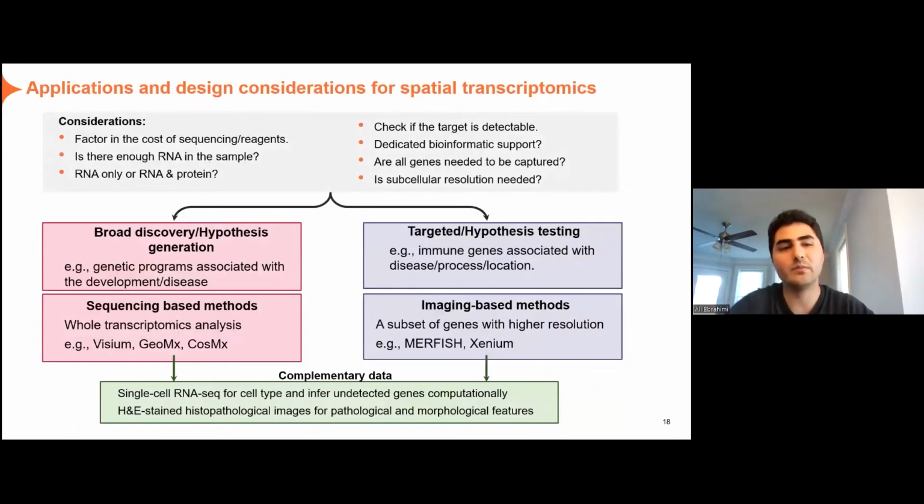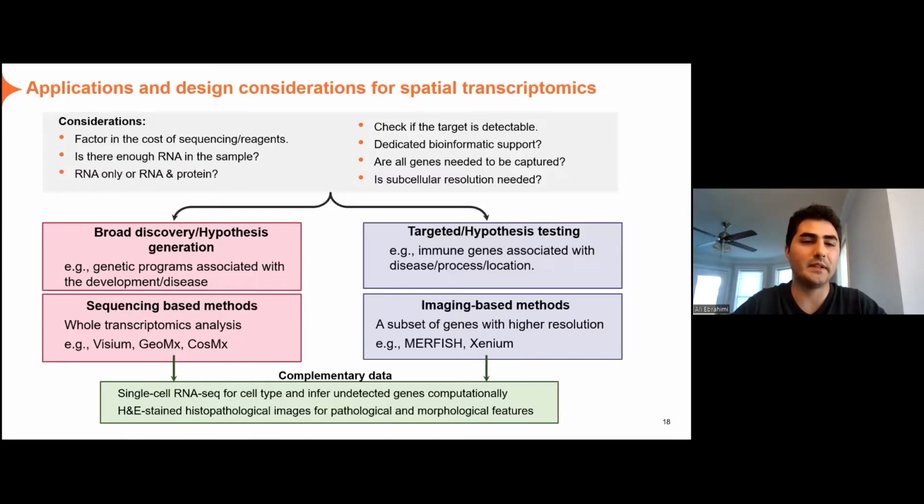I wanted to also talk a little bit about, okay, we introduced 4 technologies for spatial transcriptomics, but the question is what technology you would use and when to use them, and what are the considerations that you want to consider when choosing the technology. I think the major factor is still the cost. These technologies are quite expensive to perform.